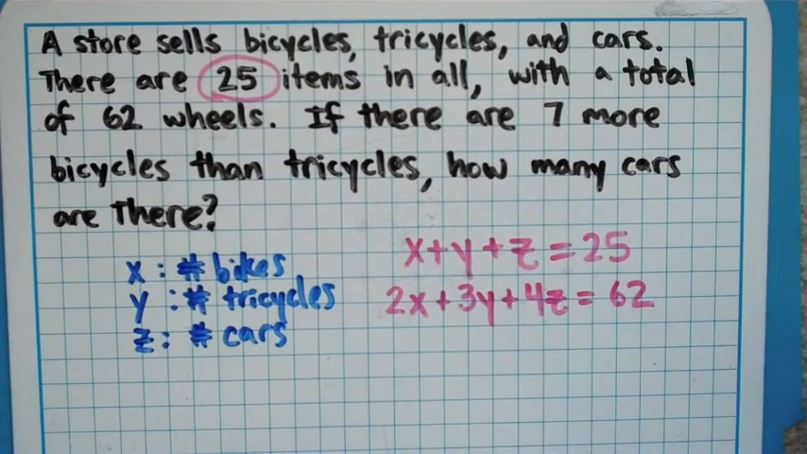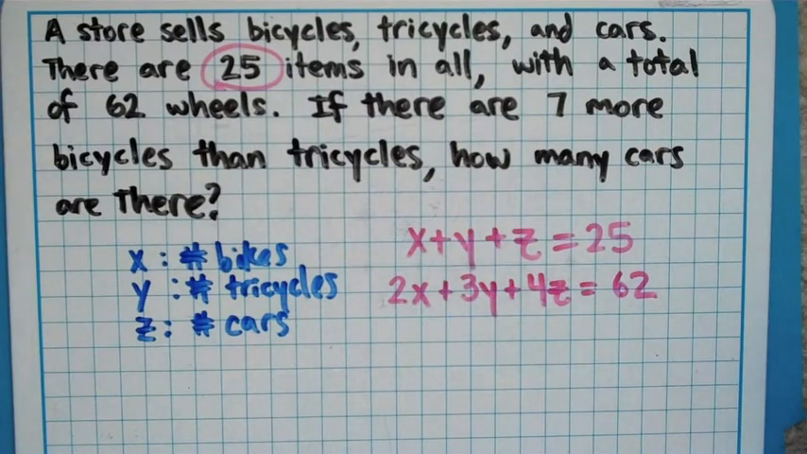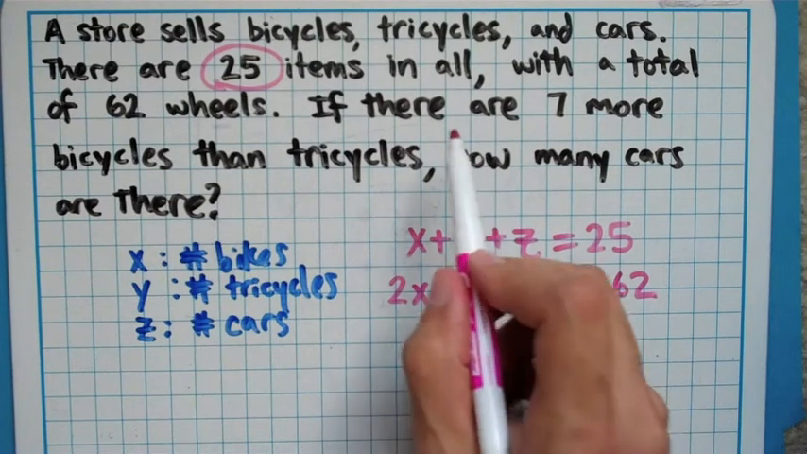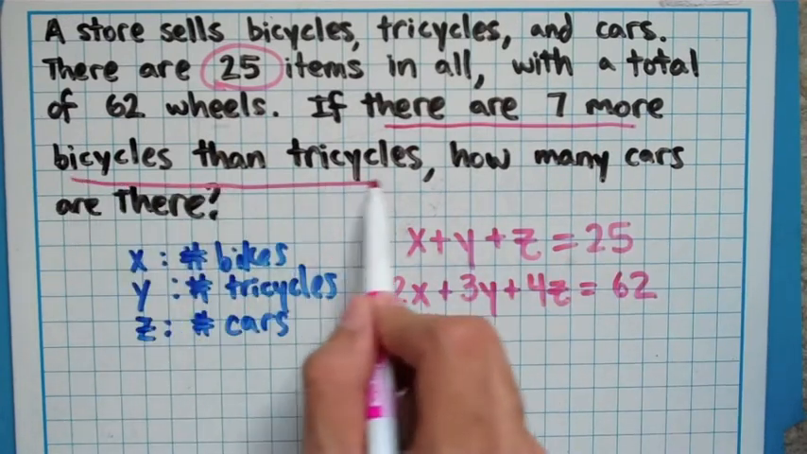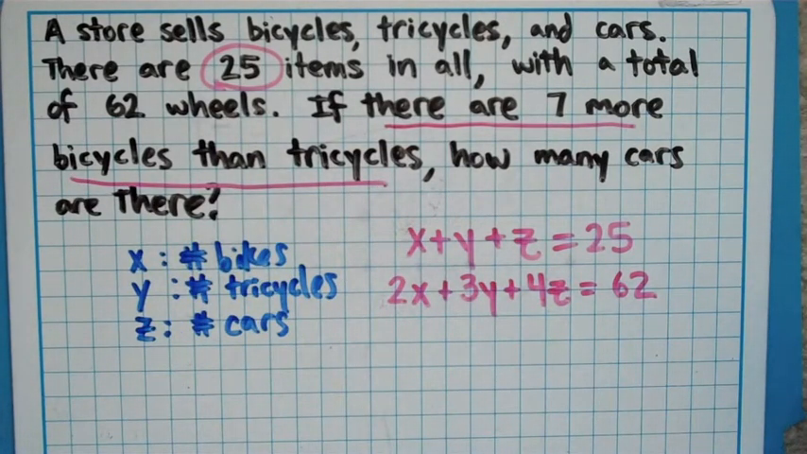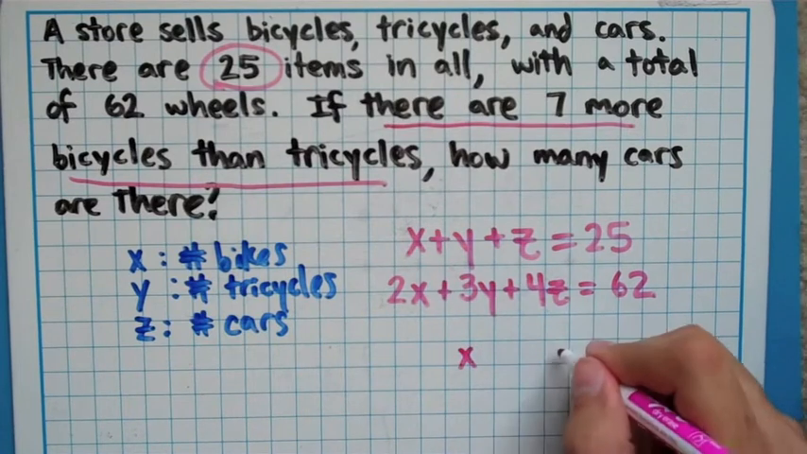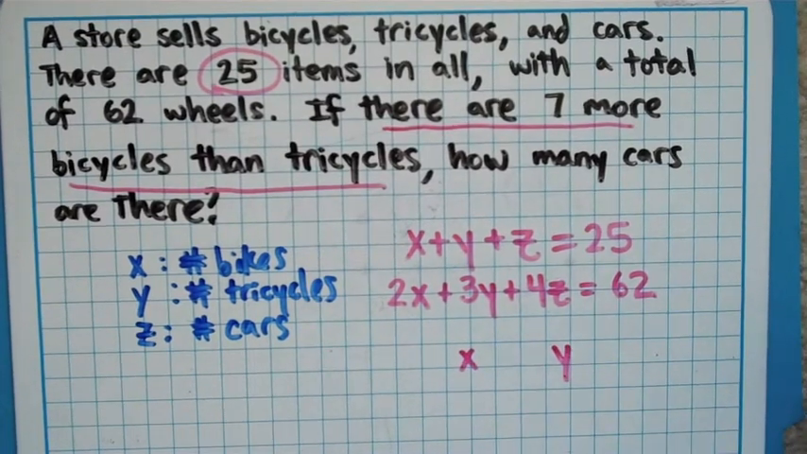I need to come up with one more equation in my problem. And the piece of information I didn't use yet is this part right here. There are 7 more bicycles than tricycles. So 7 more means that one of our 2 variables is going to get a plus 7. 7 more, you're adding 7. So my bicycles and my tricycles are x and y. The question becomes, which variable gets the plus 7?